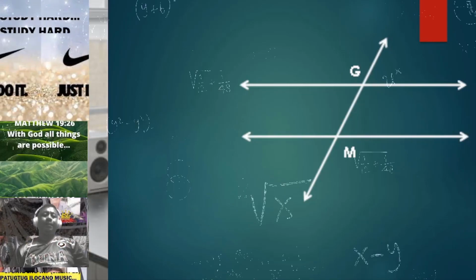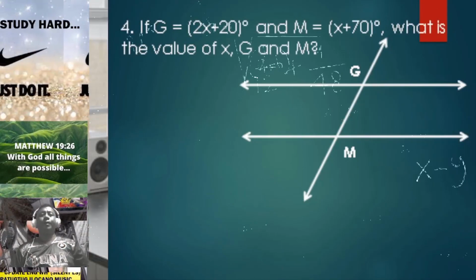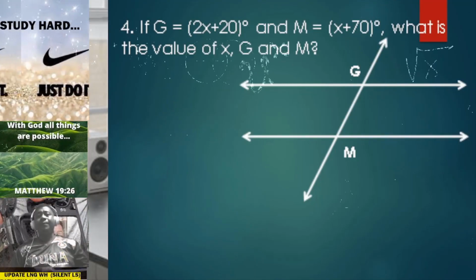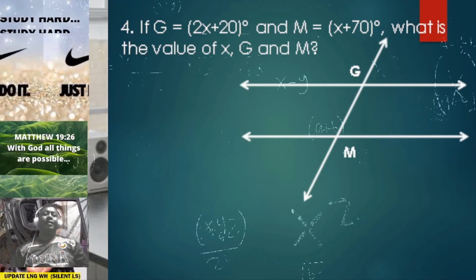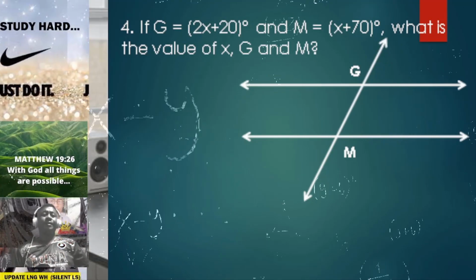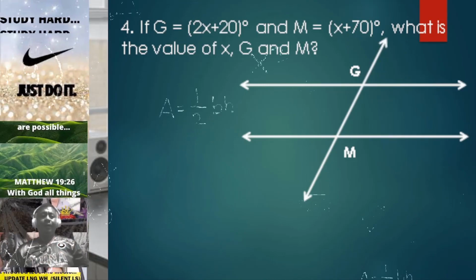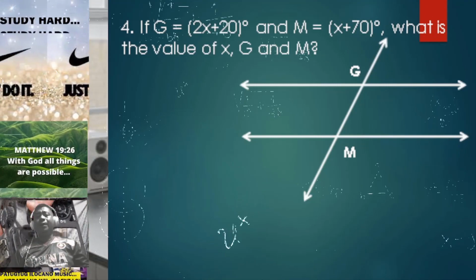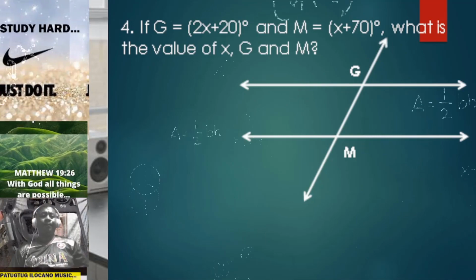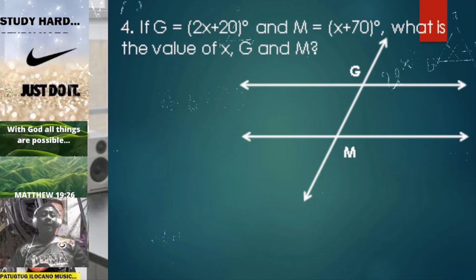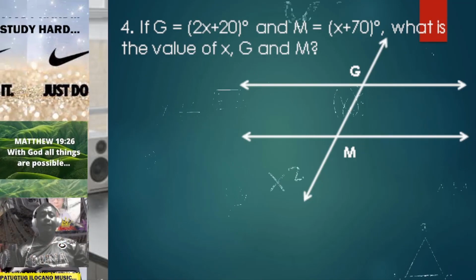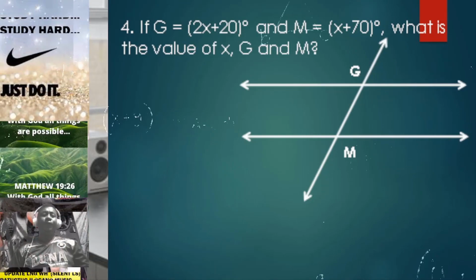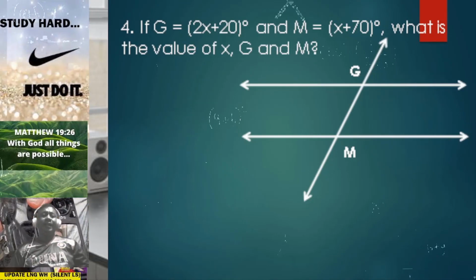Consider another problem here. Problem number 4. If G is equal to quantity 2x plus 20 degrees and M is equal to quantity x plus 70 degrees, what is the value of x, angle G, and angle M? To determine the value of x here, we must consider the relationship of angle G and angle M. Angle G and M are alternate exterior angles. Alternate exterior angles are congruent, so therefore we can just equate angle G and M.